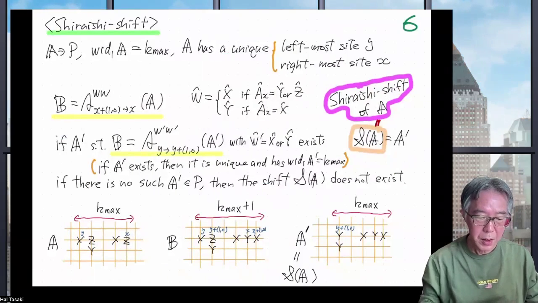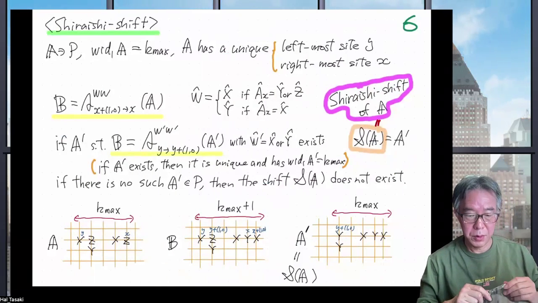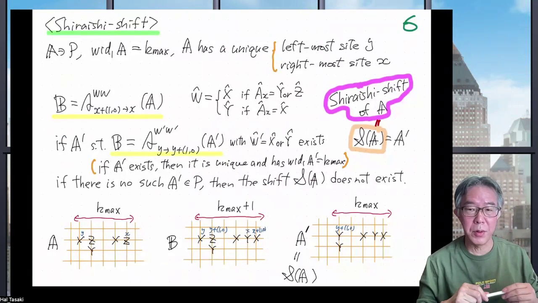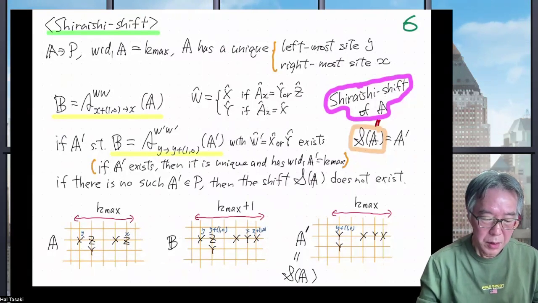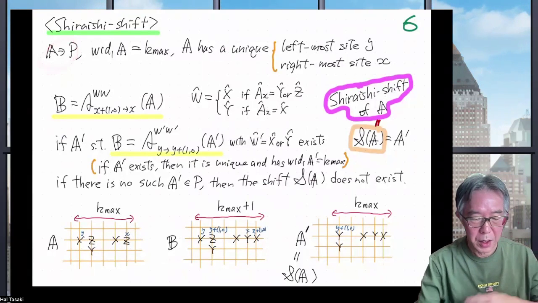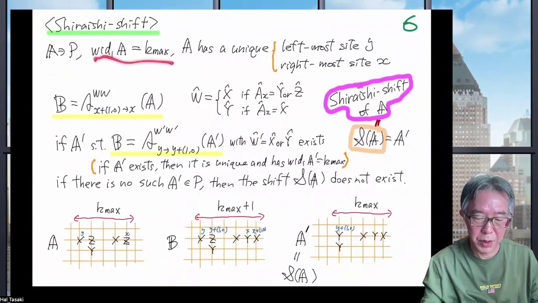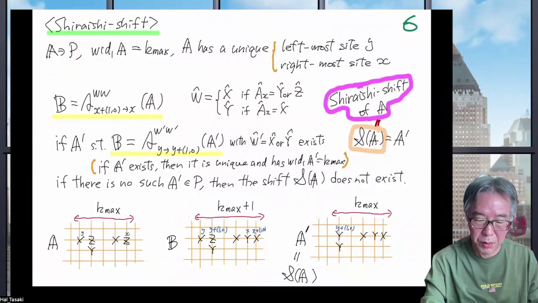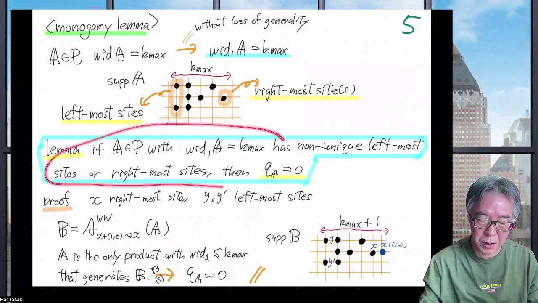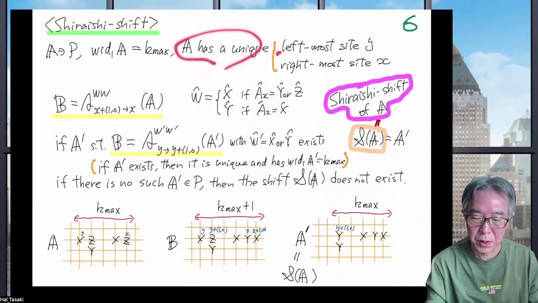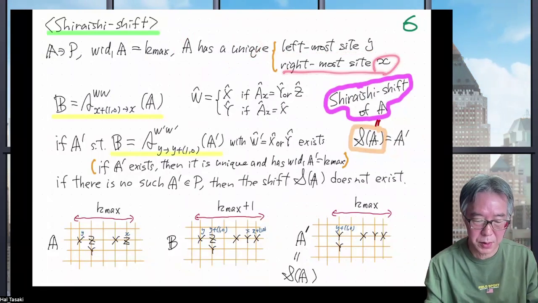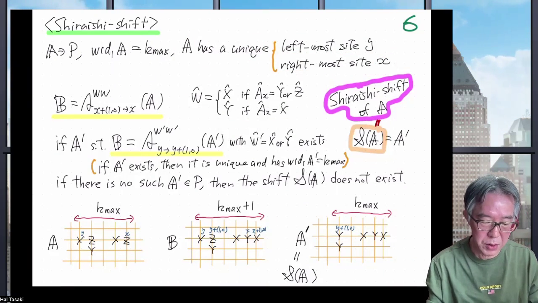Okay. Now I'm ready to define a procedure that I call the Shiraishi shift. Okay, take any product A and suppose that the horizontal width is K max. And I want to consider the situation which is not covered by this lemma. So I will assume that A has a unique leftmost side Y and a unique rightmost side X. Okay, and I will define the shift.